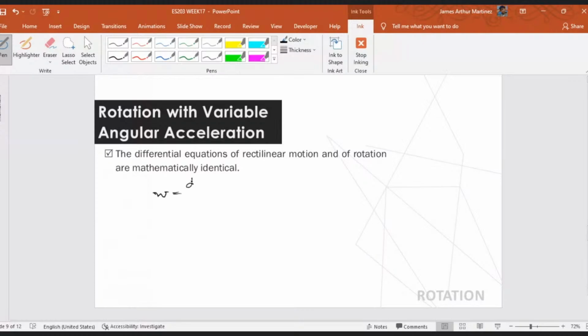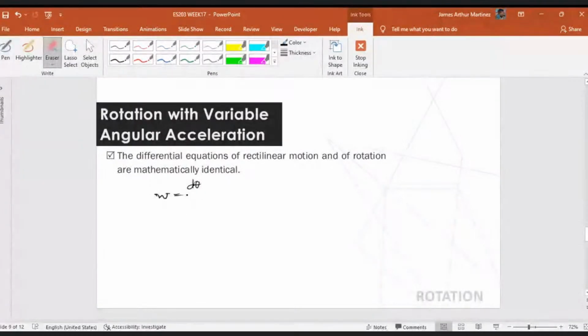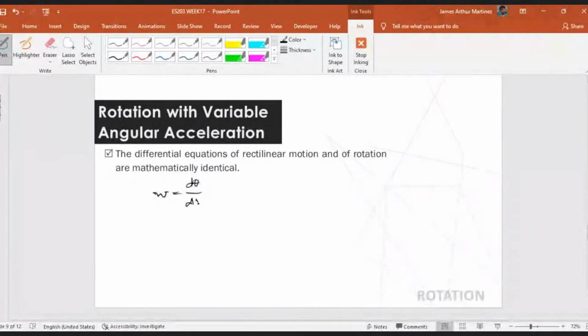Omega is equal to the rate of change of your angular displacement with respect to time. So your angular velocity is just equal to the rate of change of your angular displacement with respect to time. Angular acceleration is the rate of change of your angular velocity with respect to time. And if we omit time, we have this relationship.